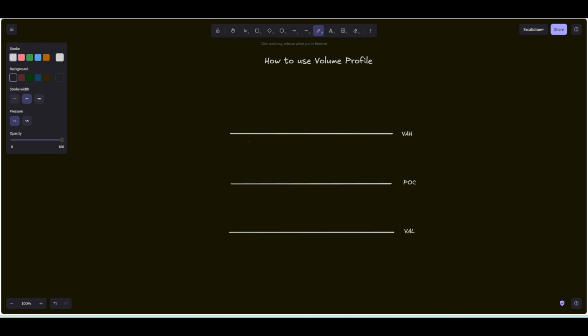Here's how professional traders typically think. Instead of asking where is support, they ask, is the market currently accepting or rejecting price? Let's imagine price breaks through a value area high. Most retail traders immediately buy. Professionals wait because they want evidence that the market accepts higher prices.